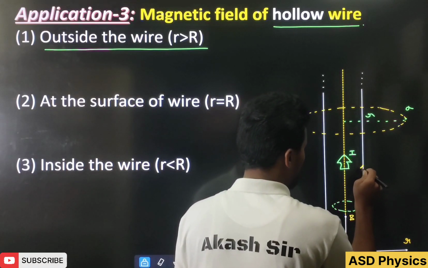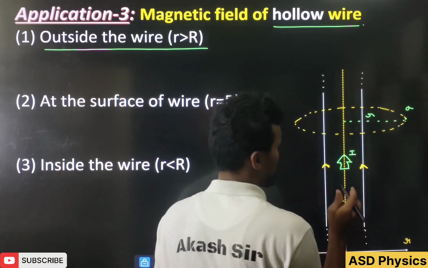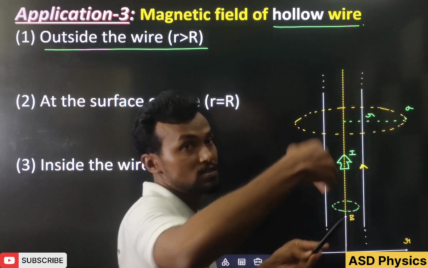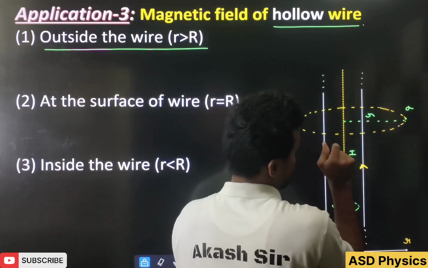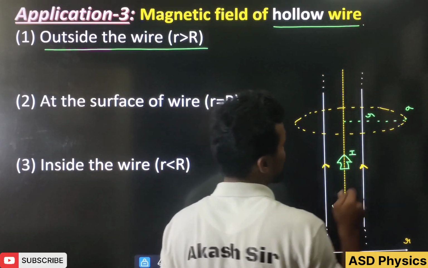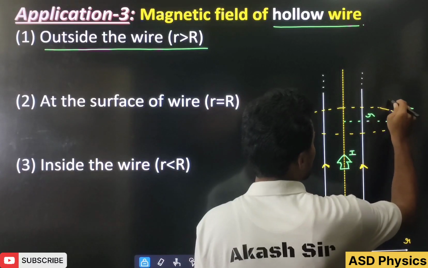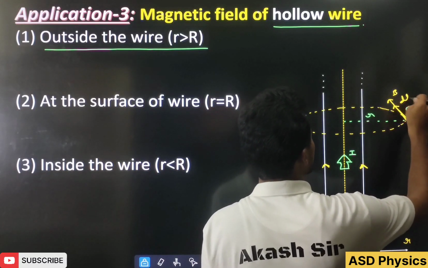Where will the current flow? On the surface of the wire. It is a hollow wire, a hollow pipe, so the current is on the surface. I can draw any cross section, because it is flowing on the surface. Here also the magnetic field is like this, and the dl is also in the same fashion.